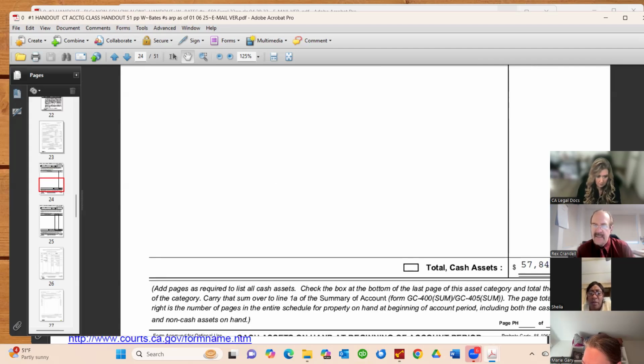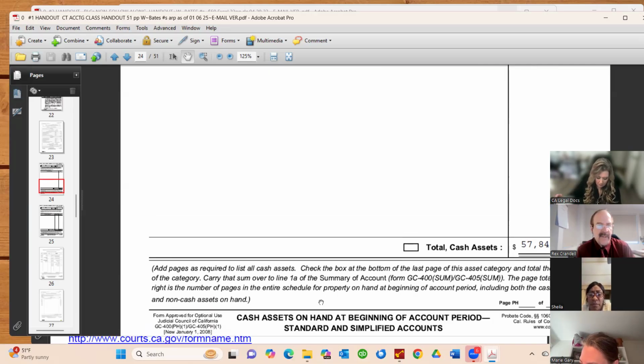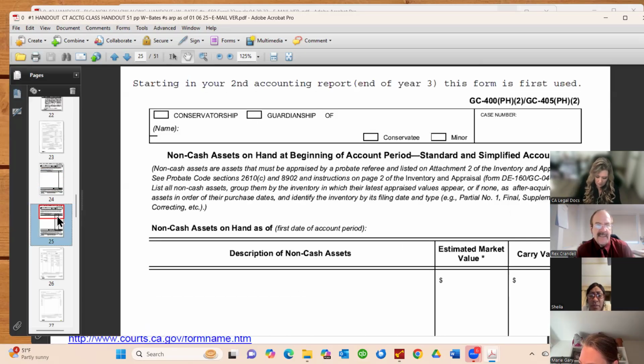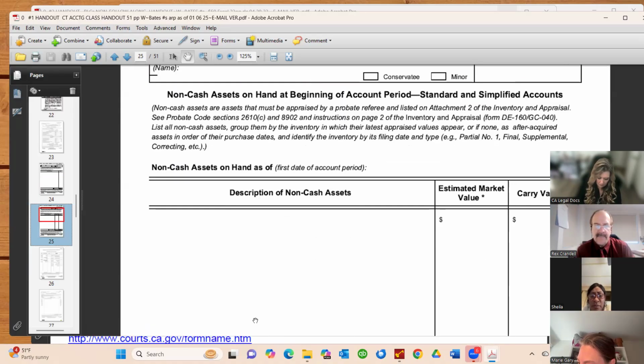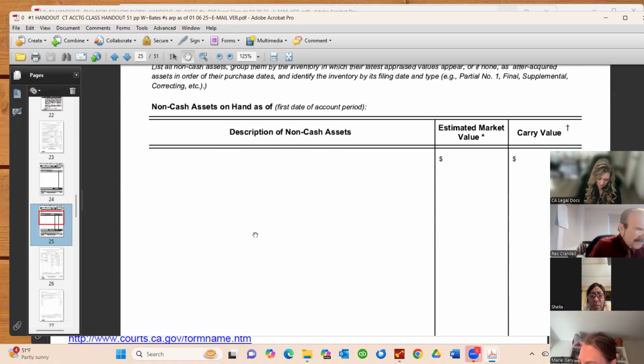So this 57,844 is a simple number. It's a copy job from your inventory and appraisal. This is for cash assets. And then the non-cash assets, it's also a copy job from your beginning inventory and appraisal. I point out that under Probate Code section 2628, if you have a small estate with very few assets, you can petition the court not to do an accounting. If it has to do with trust or probate, sometimes you can get the court to accept the beneficiary's agreement not to do an accounting.